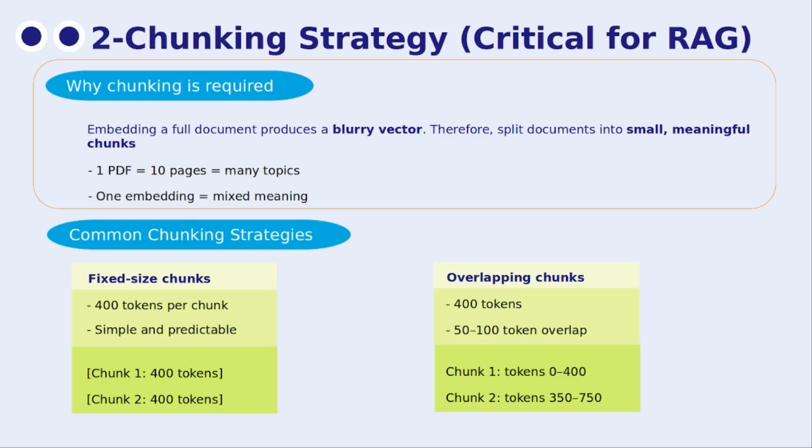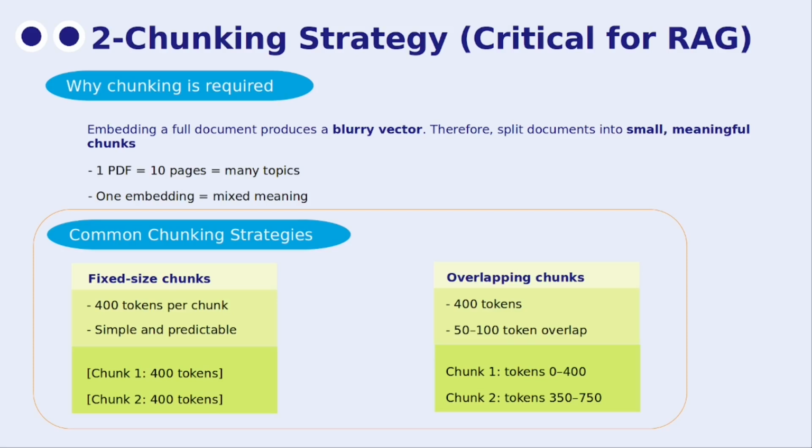The solution is to split the document. The solution is simple. Split the document into small, meaningful chunks. Each chunk talks about one idea. Each chunk gets its own embedding. Common chunking strategy: fixed-size chunks. This first strategy is fixed-size chunks. It's simple, easy to implement, easy to debug, and very predictable.